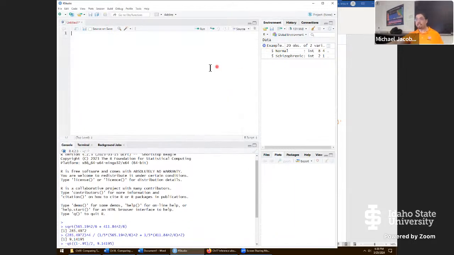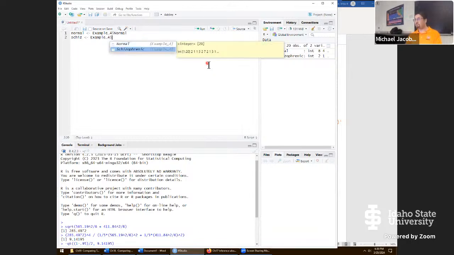Now we can start pulling the data out of here. I'll go with normal gets example 4 and select with a $ sign normal children. Then skits example 4 $ sign select and just go right down to schizophrenic. Now we have them both, and we'll give a histogram for both.